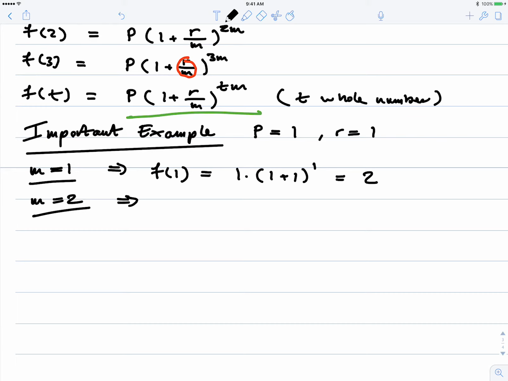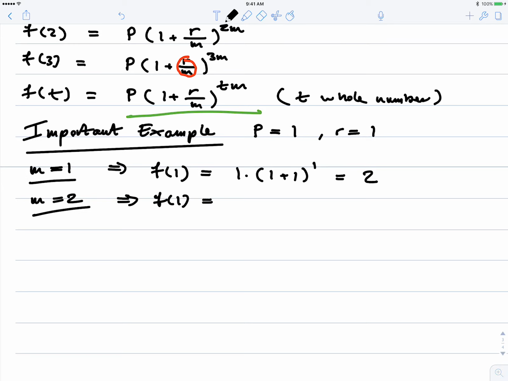If we're compounding twice, we compound twice with respect to 50%, so f(1) is equal to 1 again, that's your P, times (1 plus 1/2) squared. That would be (3/2) squared, it's a bit nasty, but it's equal to 2.25. So what does this actually mean? If a bank comes to you and says, I've got an interest rate of 100%, should I compound once or twice? You should compound twice, if you were given the option. Compounding twice seems to mean at the end of the year you get more money.